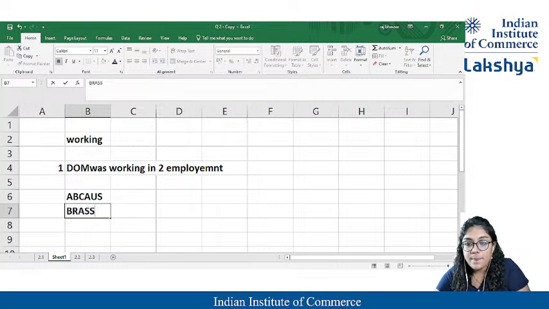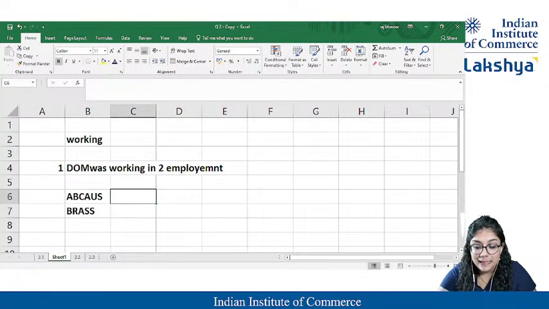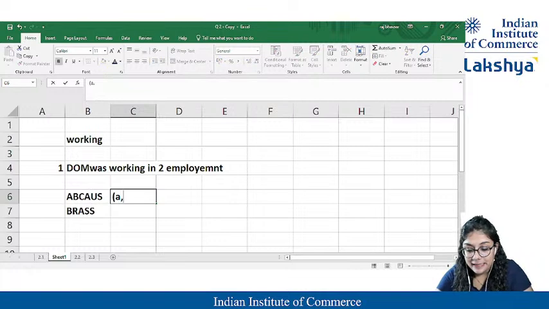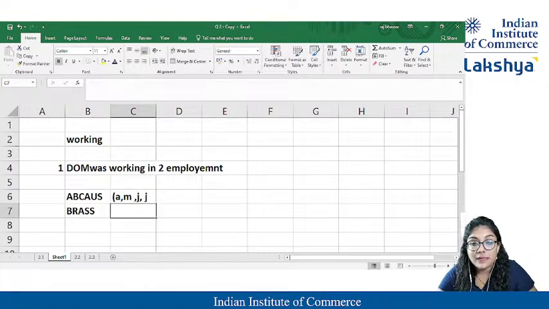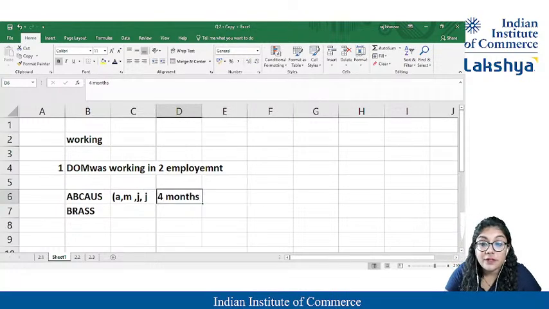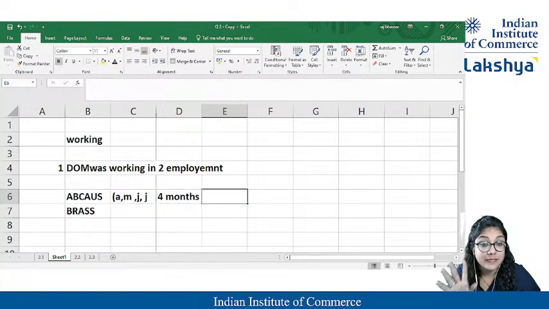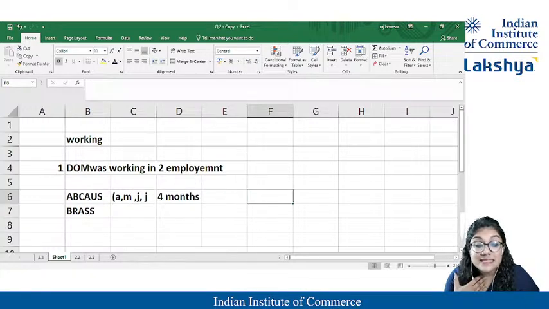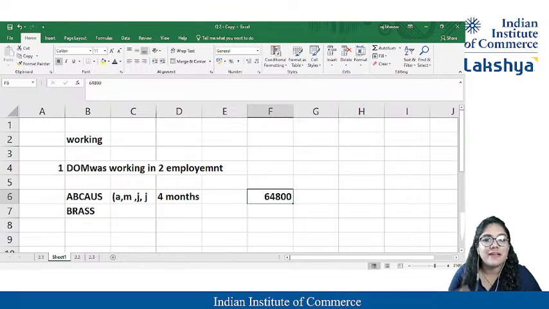Now in Abacus, he worked for April, May, June and July. For 4 months, guys, it was 4 months only. I don't know about Brass, they have not yet told. We are figuring it out first for Abacus. They told that I am going to get 64,800 for the whole year. But students, if I have worked for only 4 months, then I'll not get that.